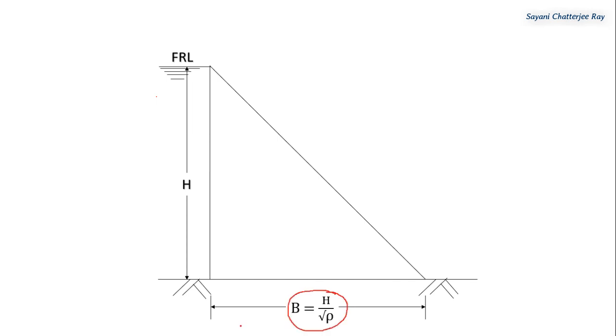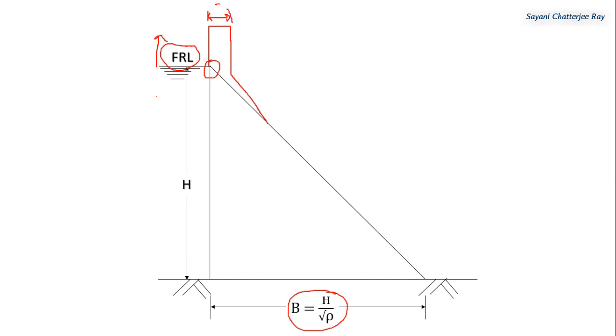In elementary profile, the maximum pool level or the FRL is at the apex of the dam. But in actual practice, water level can rise above this level due to various reasons such as heavy wind, waves or peak flood, etc. So, some safety margin should be provided at the top so that the excess water may not spill over the top of the dam.